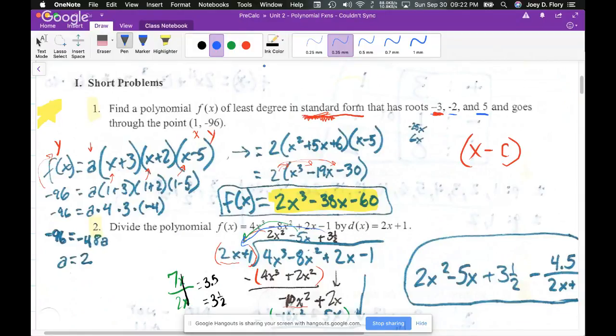All right, so number 1, find a polynomial of least degree in standard form that has roots -3, -2, and 5, and goes through the point 1, -96. So make sure on your test that you read the directions, and if you're a fan of underlining or highlighting, then I would underline the fact that this is standard form, which is what they want our answer in. We're going to start in factored form and move to standard form after that.